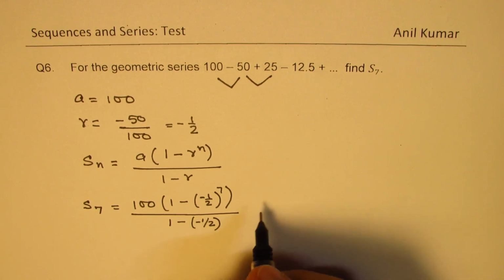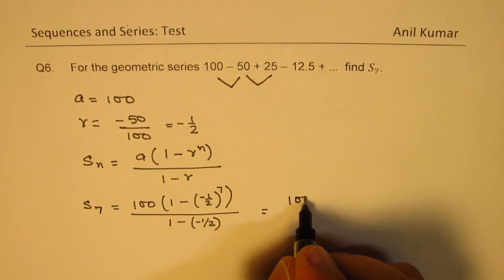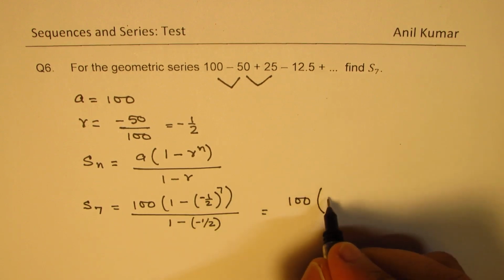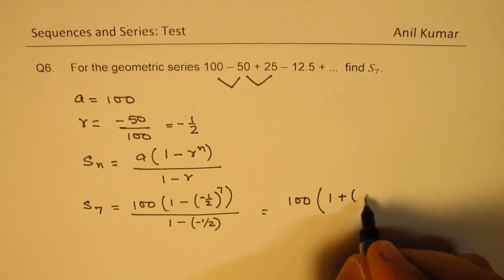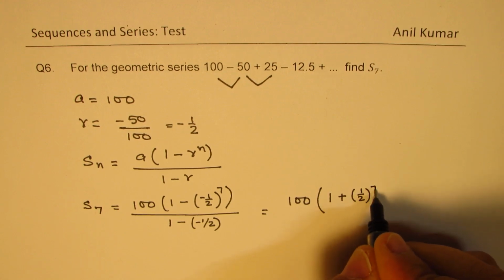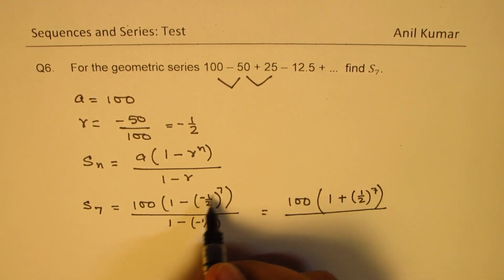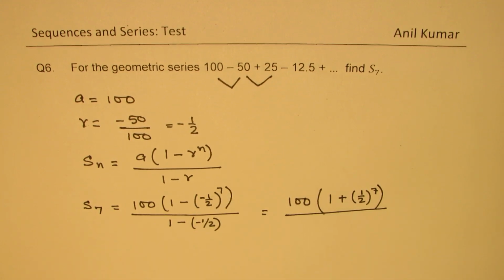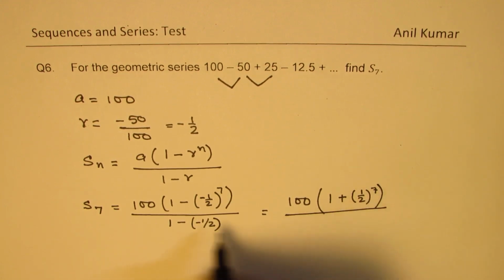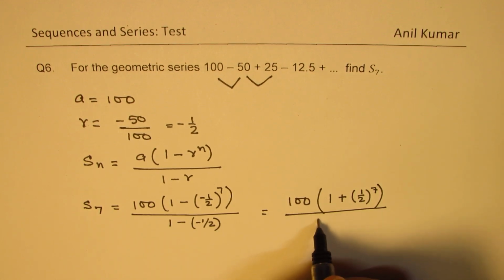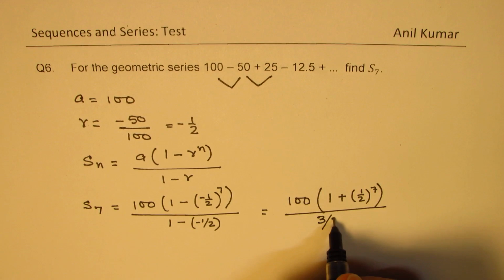So we can now use the calculator to figure this out. Anyway, let me simplify this. So minus half to the 7th power will be negative, and 1 minus minus half will be 1 plus half, since the negative will remain negative when we have an odd power, correct? So that is all. And 1 plus half is 3 by 2, right? Or 1.5, we can write 3 by 2.